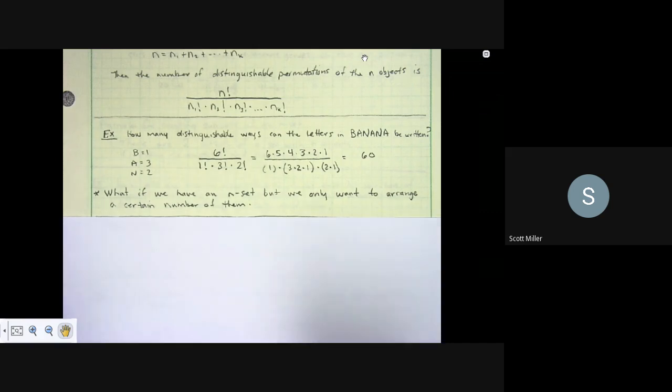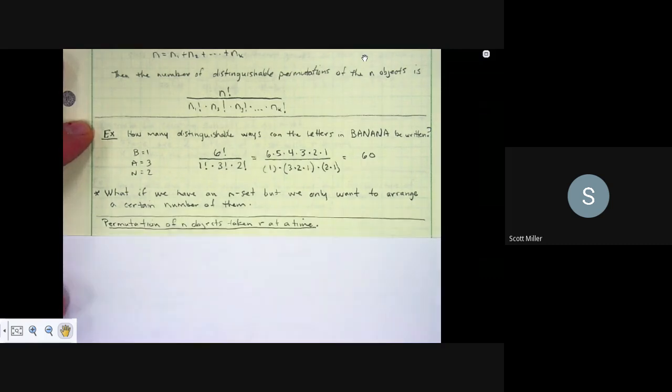So now the next question is, what if I have n objects, but I only want to arrange a certain number of them at a time? I don't want the whole group. Okay. How do I do that? So if I have a group of, say, 15, but I only want to take 5, how many ways can I order those 5 out of 15 people? That's what this is talking about. This is called a permutation of n objects taken r at a time.